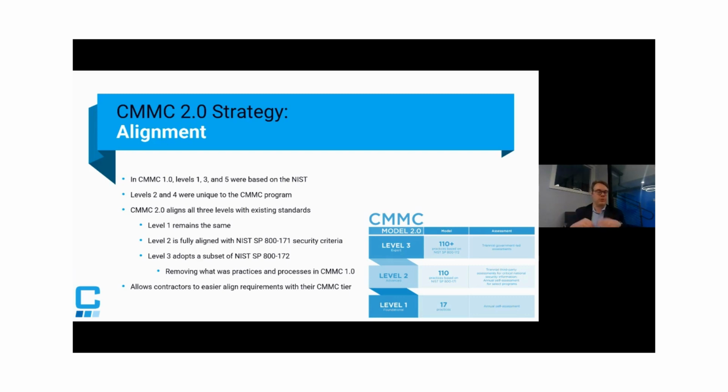Level 2, which used to be level 3, for those keeping track at home, level 2 is where most people are gonna fall, and that's the advanced level. And businesses should expect to be fully compliant with 800-171 requirements. They got rid of these extra little fringe things that were just CMMC specific and really said, okay, if you're level 2, you should be 800-171. NIST 800-171 controls should be followed.